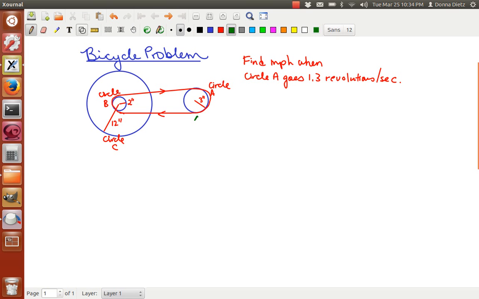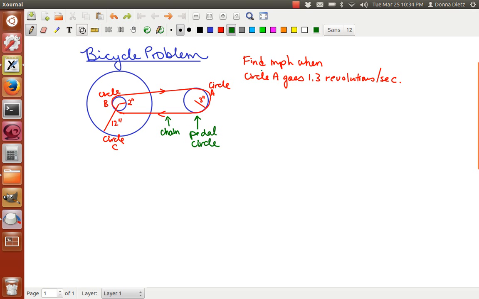We start with 3 circles. Circle A is where you pedal. This is the pedal circle, or the pedal wheel. And then you see this red loop. That's the chain, the bicycle chain, that's pulling along on circle B over here. And then because circle B is pulling, it moves circle C. Circle B and C are on the same wheel, so they move with the same angular speed. So let's make a note here.